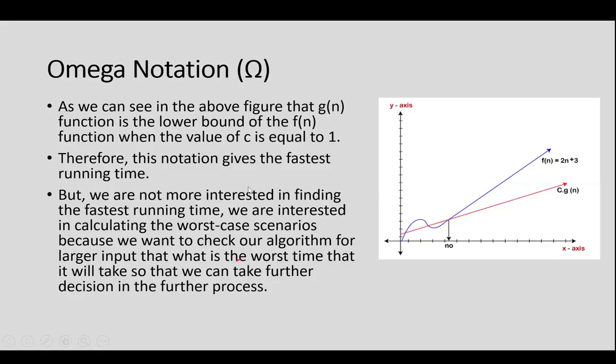So we have some explanation of omega notation here. This is very simple. As I've told you, it is the best case, so my g of n would always be in the lower bound. Below this line, the f of n will never come. As we can see in the figure, the g of n function is the lower bound of the f of n function when the value of c is equal to 1, and therefore this notation gives the fastest running time.